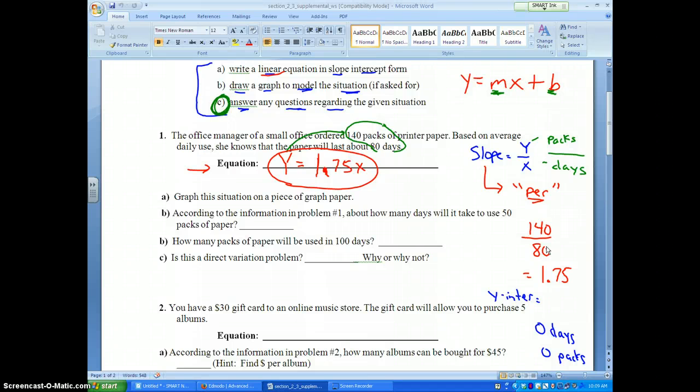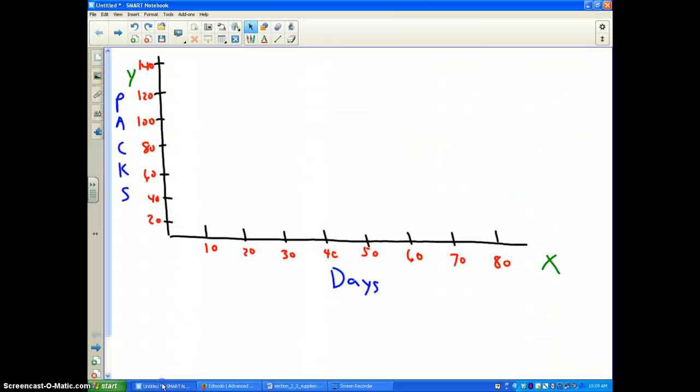All right, letter B. Graph this situation on a piece of graph paper. Well, I've already got us started. So if you would like to pause the video and copy this graph down, that would be great. And if you notice, the x value is days, which we've already established, and the y value is packs of paper.